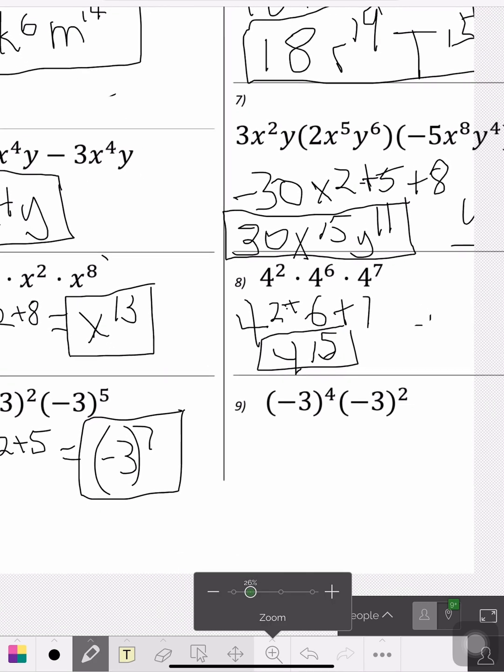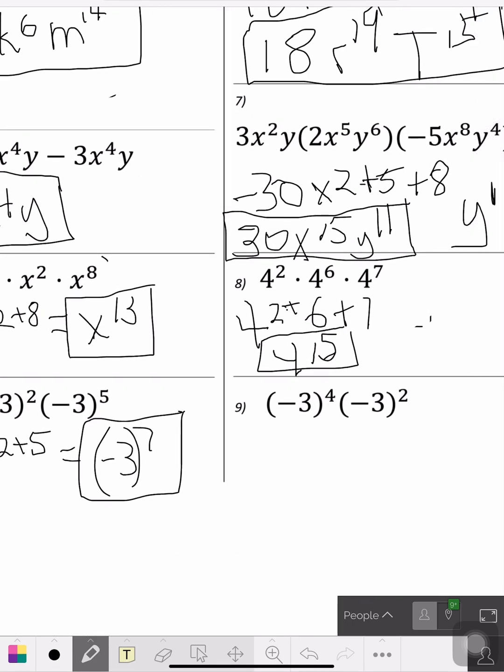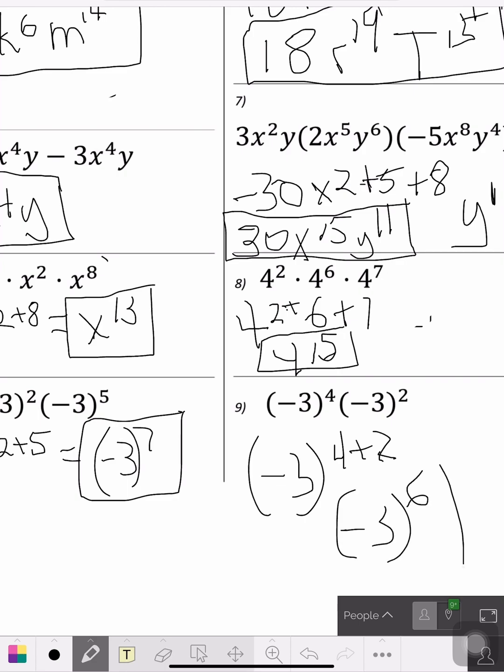Now, you go down to number 9. 9's the same thing, okay? They just really, instead of having the dots, they put it in brackets, okay? So we're going to have negative 3 in the brackets. 4 plus 2, negative 3, raised to the 6th power. And that's your answer. And that was all there was to that.